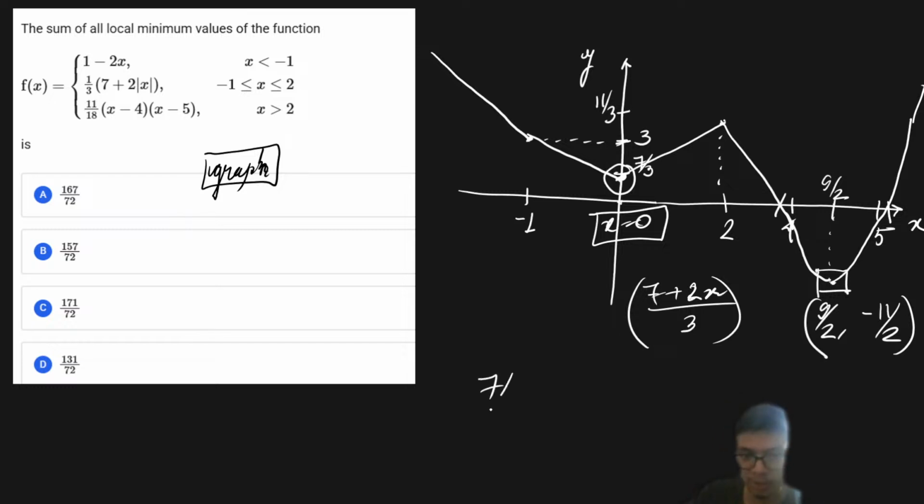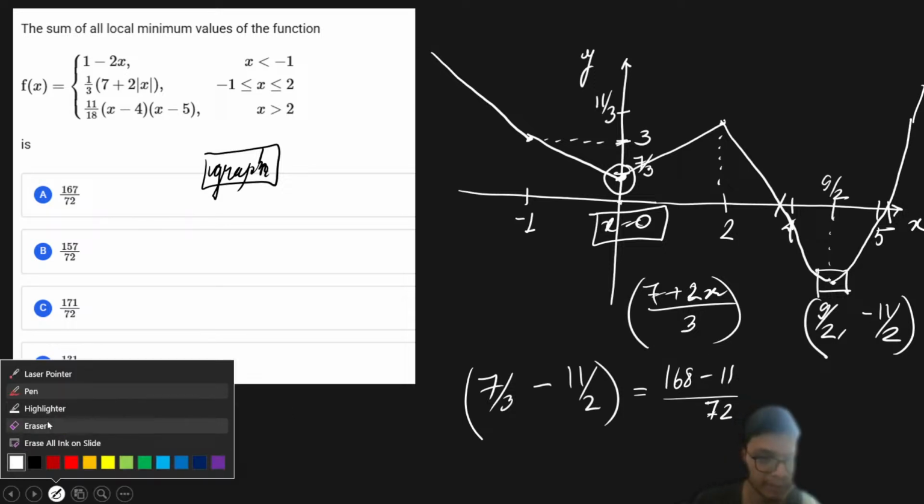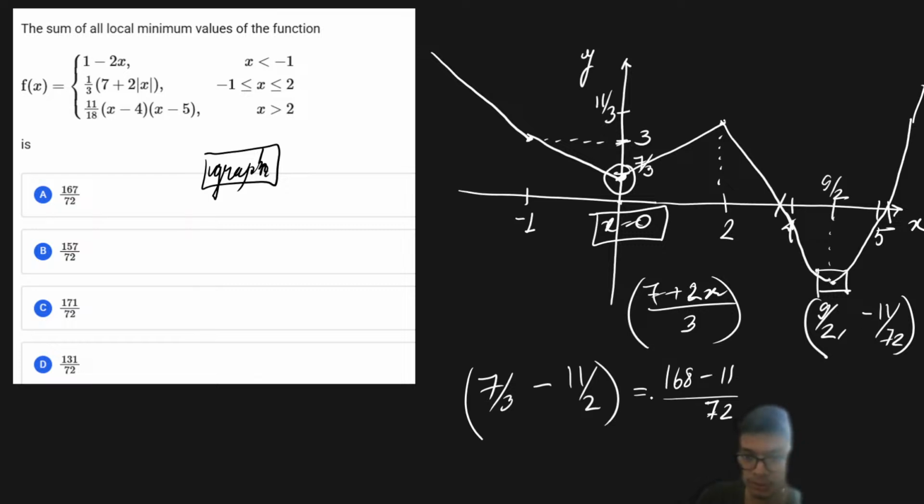So to find the sum of the local minimum values, that is 7 by 3 minus 11 by 2, that is going to be the sum. And if we calculate this expression, it is going to be equal to 14 minus 33... sorry, 168 minus 11 by 72. Oh, very sorry. This is going to be minus 11 by 72. Okay, please correct this part. So this is going to be 168 minus 11 by 72, and that's how we'll get the answer as 157 by 72, and with this you will see option number B is going to be the correct answer for this particular problem.